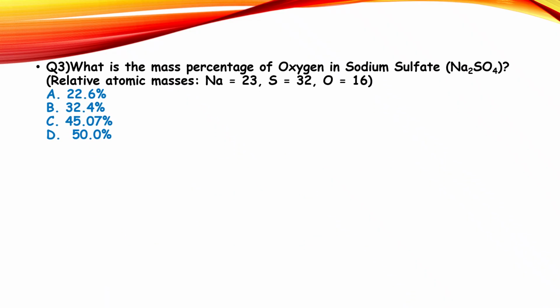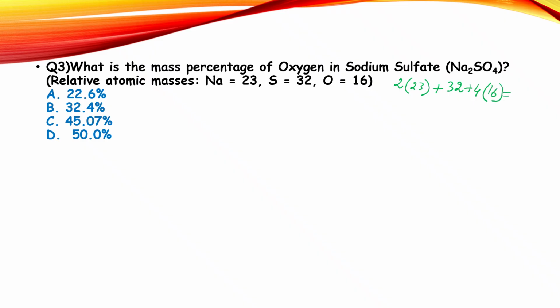The next question is, what is the mass percentage of oxygen in sodium sulfate? So let us first of all find mass in grams of sodium sulfate. Okay, there are 2 atoms of sodium, so we'll multiply relative atomic mass in grams of sodium with 2. There is 1 atom of sulfur, and relative atomic mass in grams of sulfur is 32, and there are 4 atoms of oxygen.